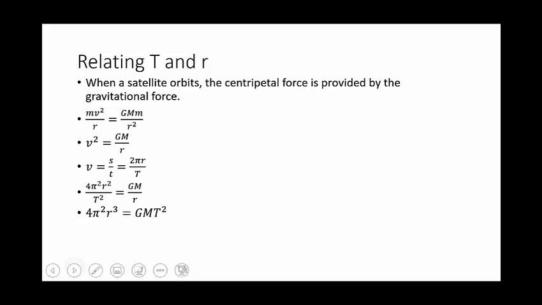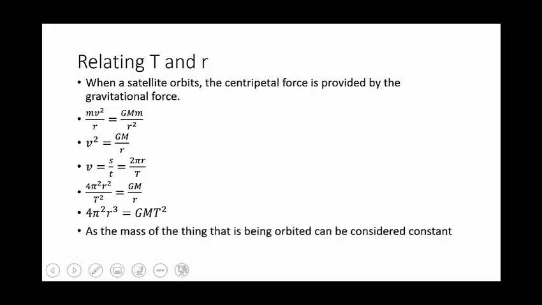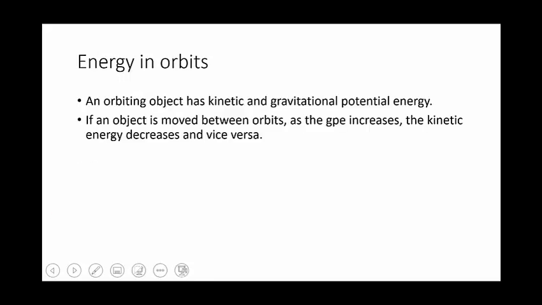Now, we can make the assumption that the mass of the thing that's being orbited is a constant. Pi is obviously a constant, 4 is a constant, and G is the gravitational constant. So that leaves us with the relationship that r cubed is directly proportional to T squared, which is Kepler's law. I can't remember which of Kepler's laws, but it's one of Kepler's laws.